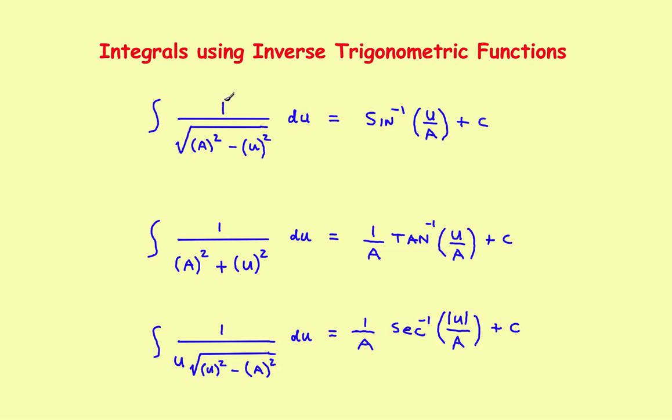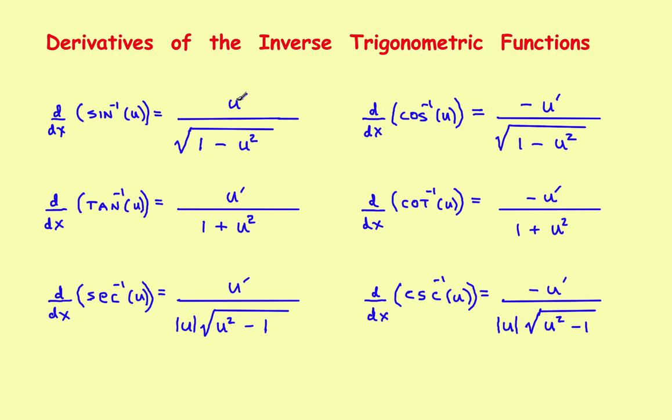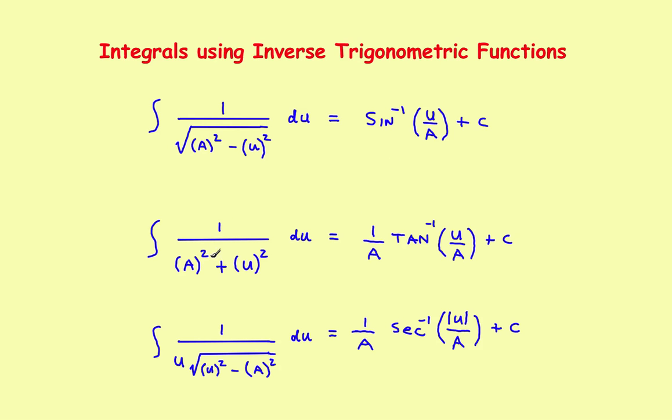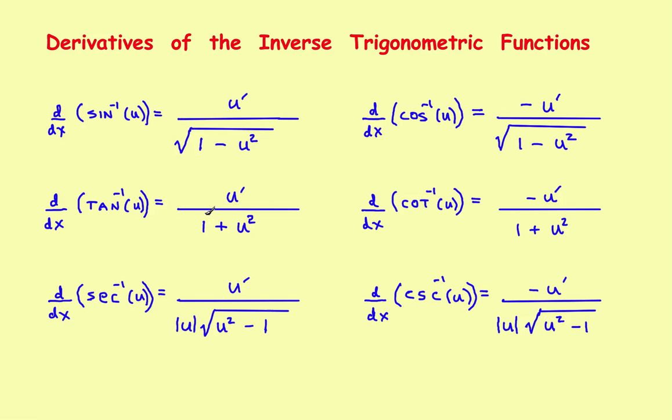Now you might look at this and say, well, this one's got a 1 in the top, where the derivative has a u prime in the top. But don't worry about that, because when we do u substitution, it will take care of this u prime in the top. So now looking at the next one, if you had the integral of 1 over something squared plus something squared, that will turn into the tangent because it falls into this form right here.